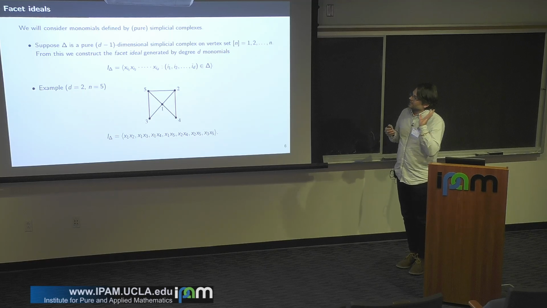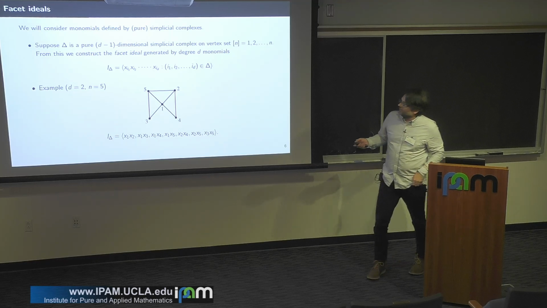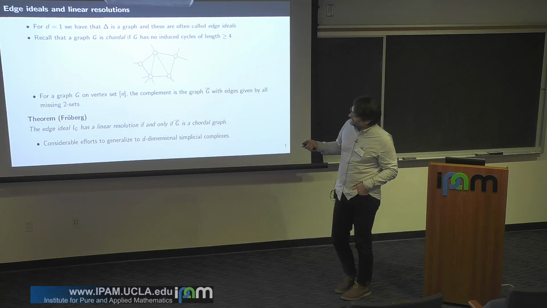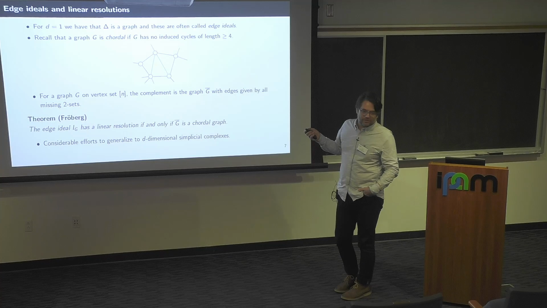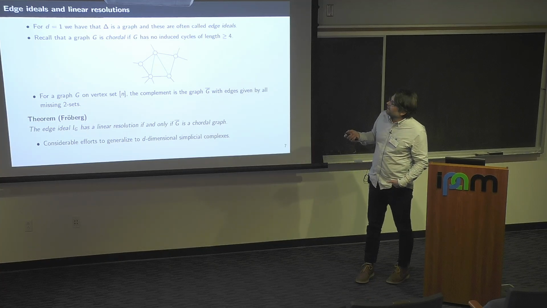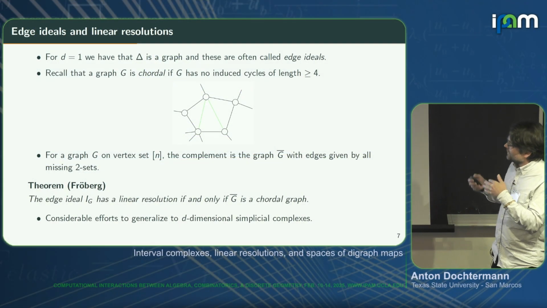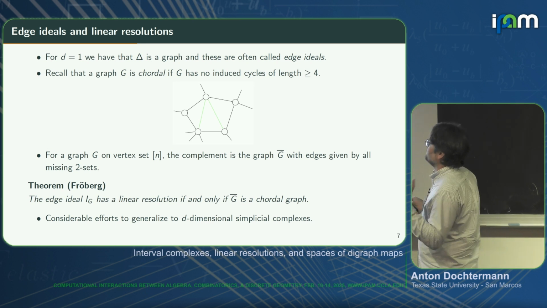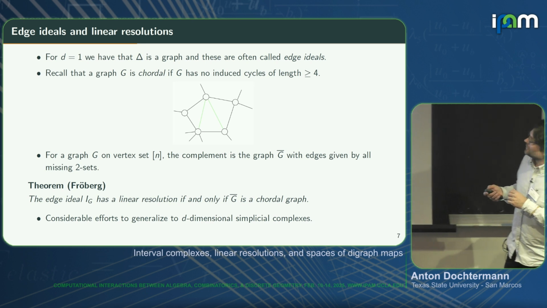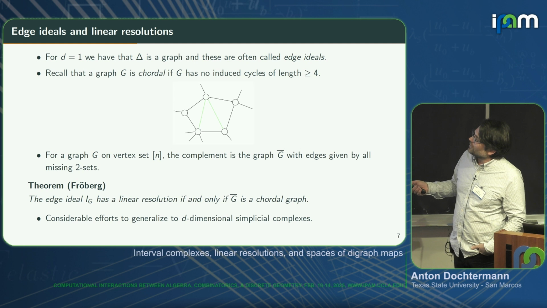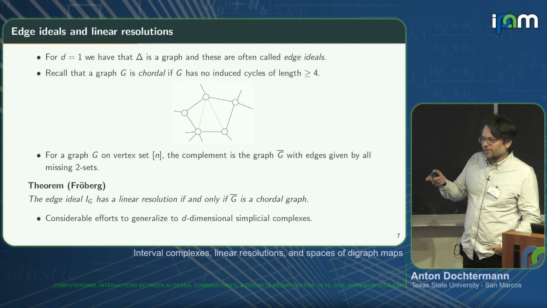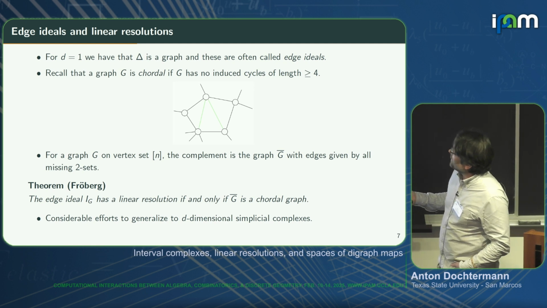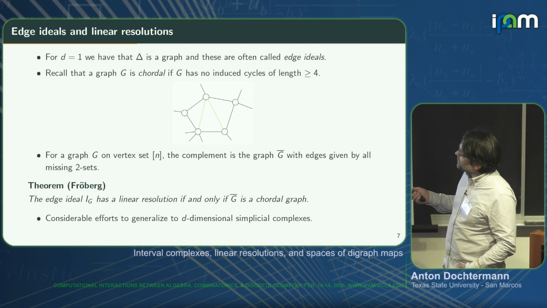But yeah, so just the data is these d subsets, and so now d is 1, so it's a one-dimensional complex. It's a graph. These are called edge ideals. And this is a theorem I saw a while back that got me into this world, that we have this notion of a chordal graph. We've seen this morning with Gail, you talked about chordal graphs.